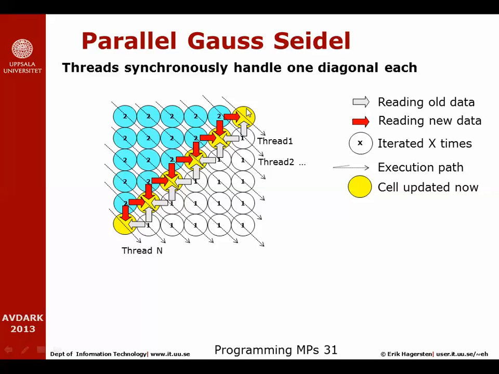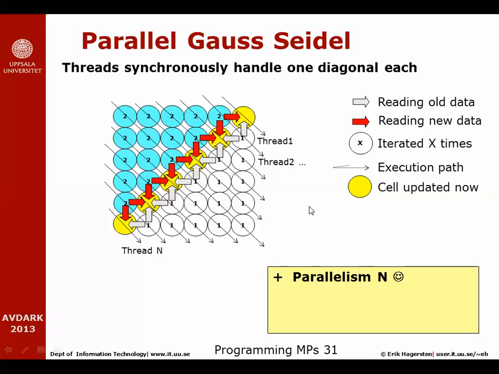And as you see here, we still have exactly the same data dependencies, but we are obeying them. So we have already updated the element. For example, if you look at this update here, we have already updated the top element and the left element. So this parallelization is actually a correct one to do. So we have parallelism here. We can have up to n threads working at the same time, so that's good.